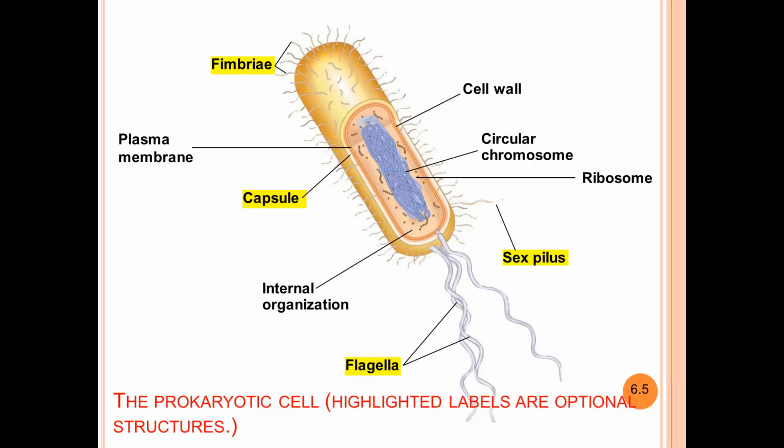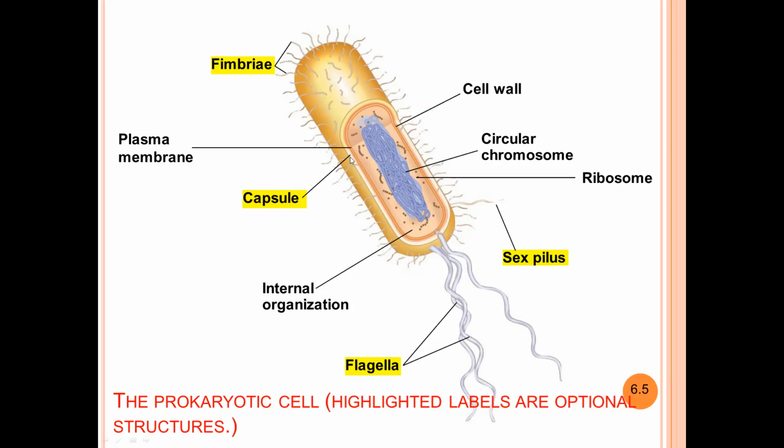So if you move down in your notes to number 2, it says optional structures for prokaryotes. In no specific order here, I'm just going to follow what the paper says, and most of those are going to be the highlighted labels that you see on your screen. So let's go ahead and start with this one right here, the capsule.